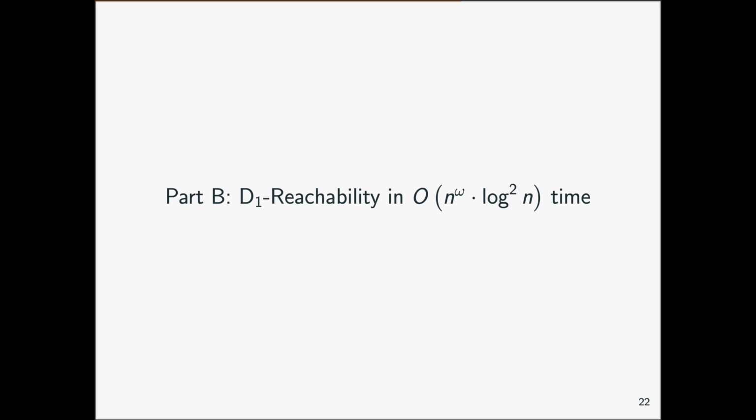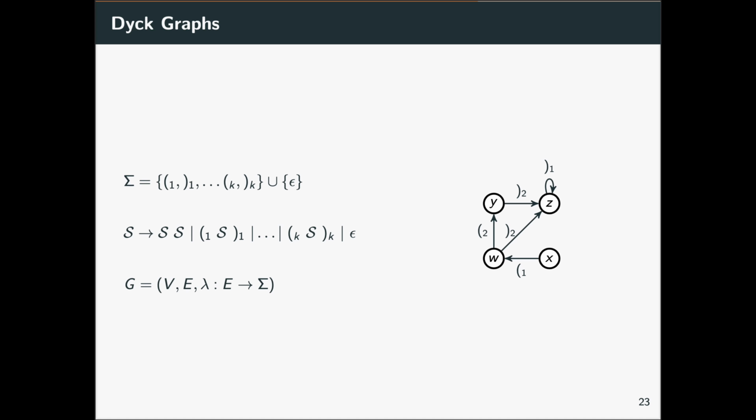Recall that in Dyck reachability, we are given as input a set of k different parenthesis types and the Dyck language over these parentheses, as well as a directed graph whose edges are labeled with these parentheses. The task is to compute reachability information as witnessed by paths whose labels along the edges produce a string that belongs to the language.